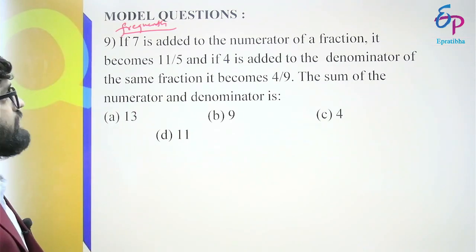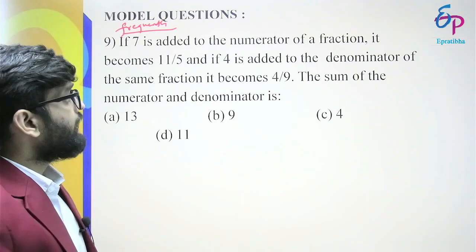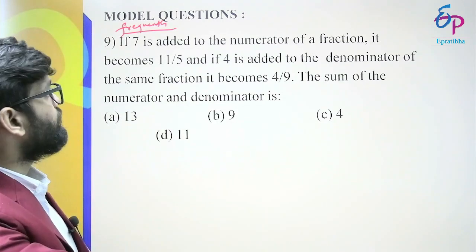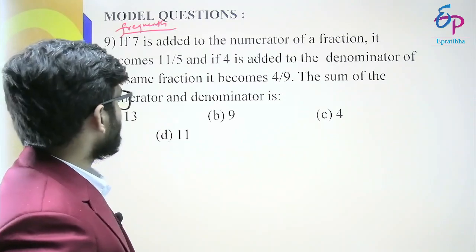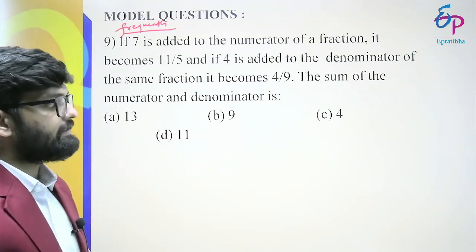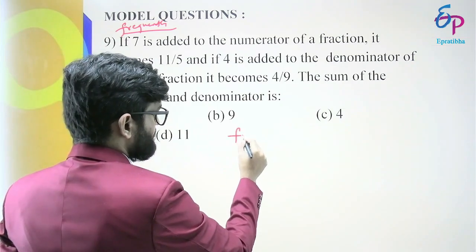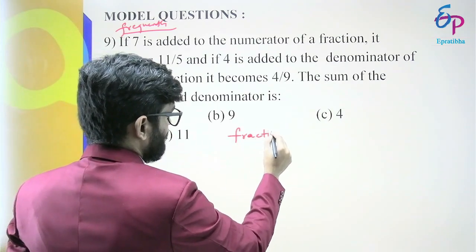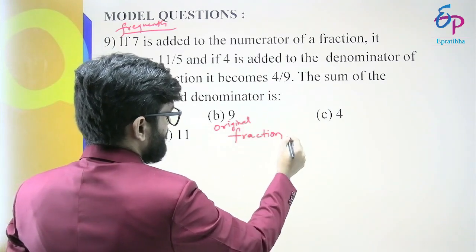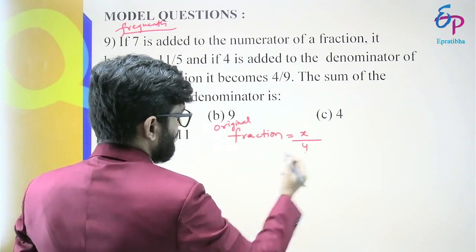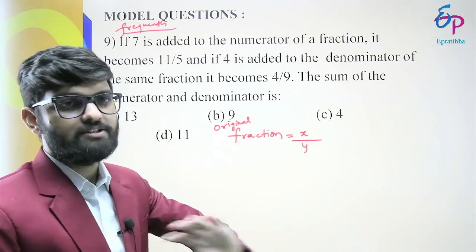If 7 is added to the numerator of a fraction, it will become 11 by 5. And if 4 is added to the denominator of the same fraction, it becomes 4 by 9. Then they are asking for the sum of the numerator and denominator. So let's see. If you don't know something, just take it in the form of variables. I am taking x by y as my original fraction.